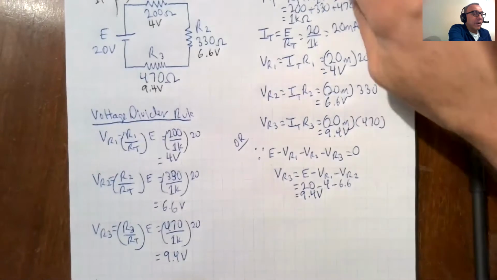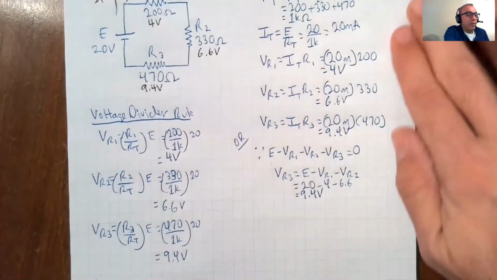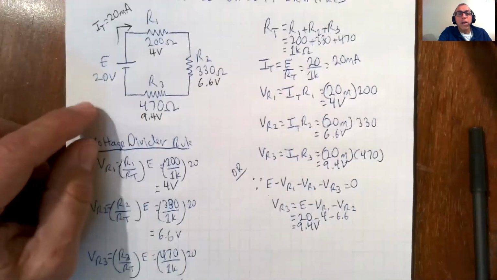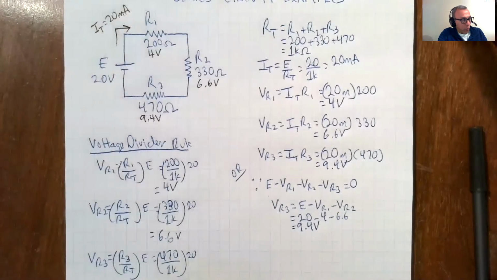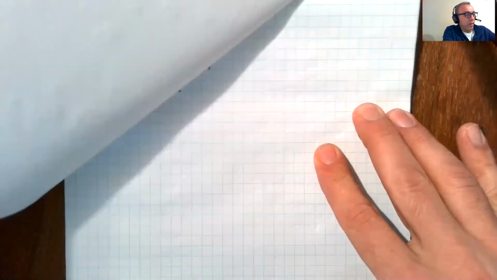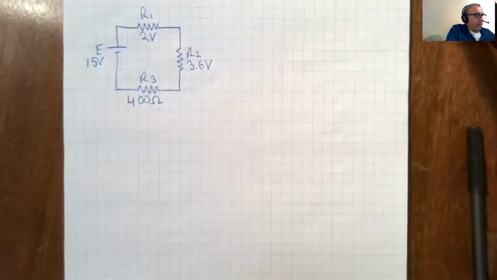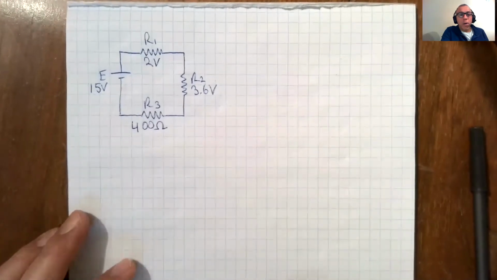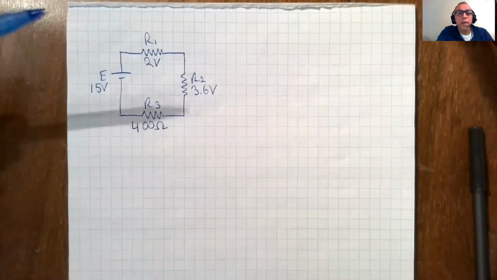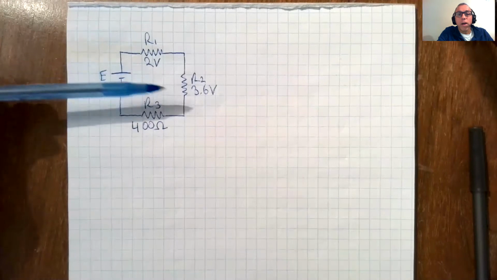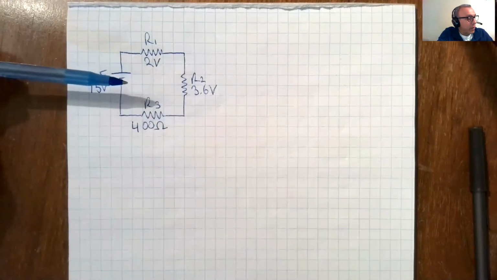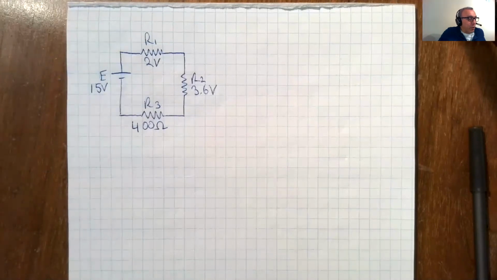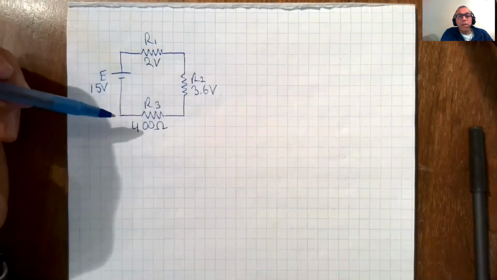Now this is a simple example where I gave you E and I gave you 3 resistances. Those are always easy. Okay, what if I give you this? So now I gave you E, I gave you VR1, I gave you VR2, and I gave you R3. So I didn't give you all 3 resistances to make it easy.